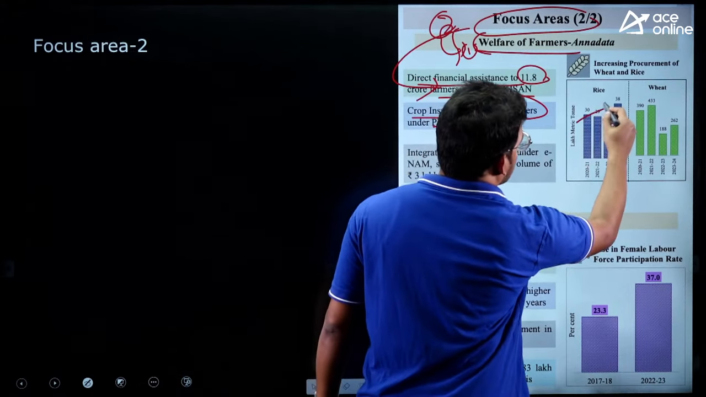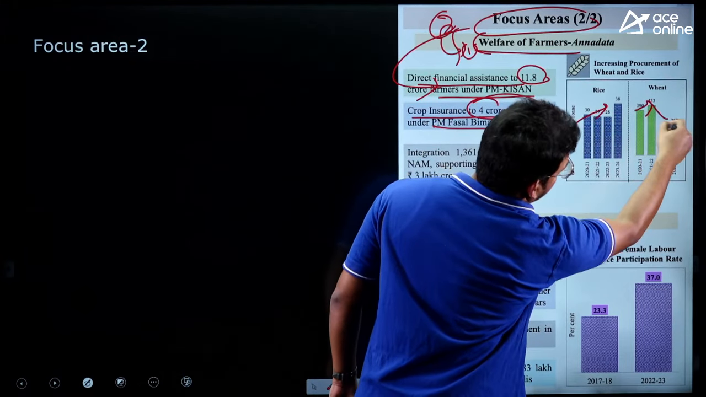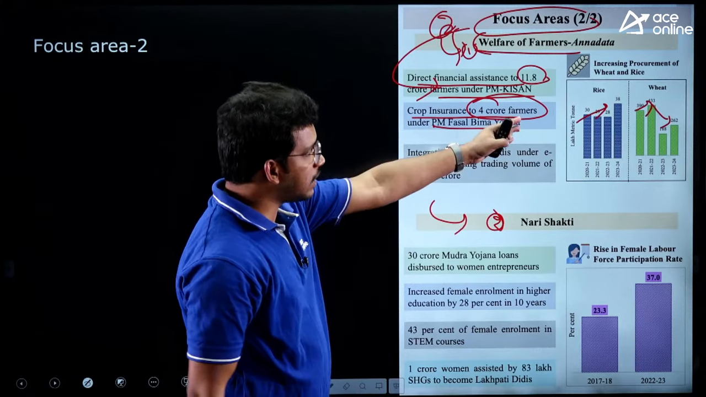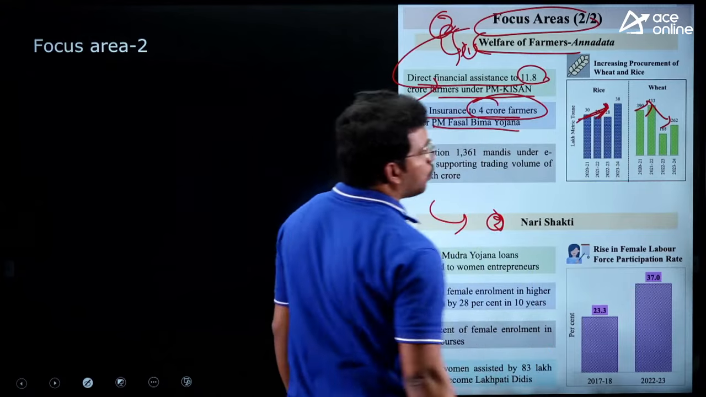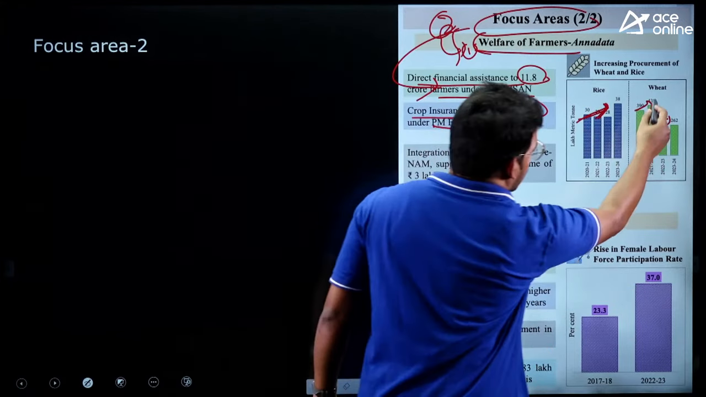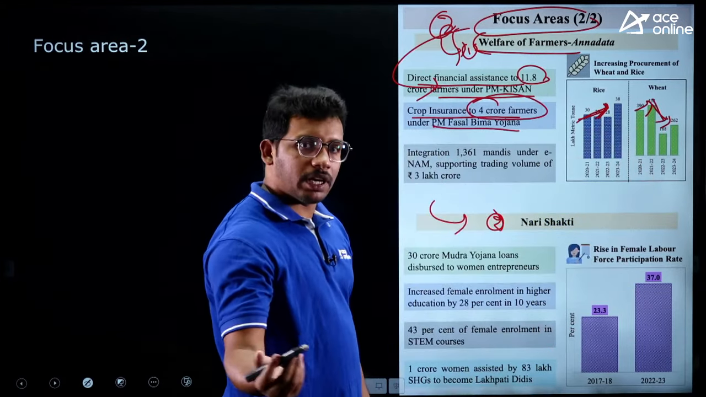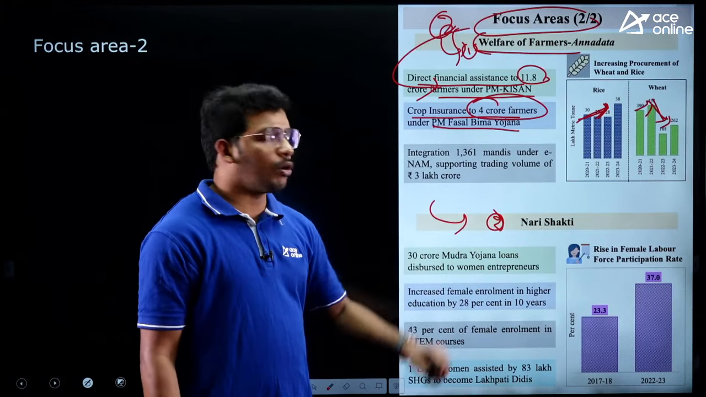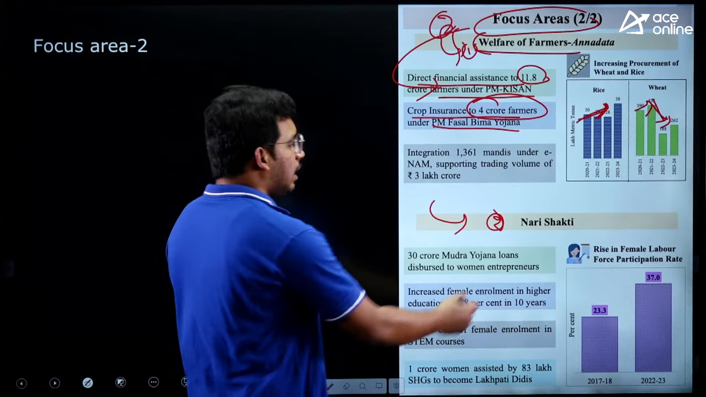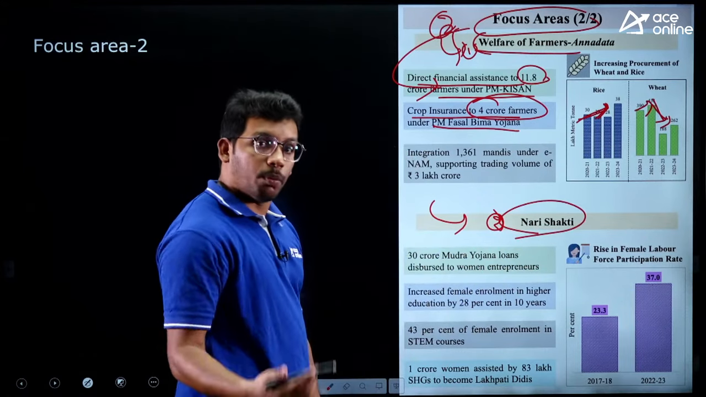Then procurement has increased, right? Here it has decreased. So in rice, this is how the questions can be framed. There was an increase in procurement of rice, but there is a decrease in wheat. So government is procuring from the farmers who are not able to sell it in the markets. Government is taking directly. Then Nari Shakti, that is woman empowerment.